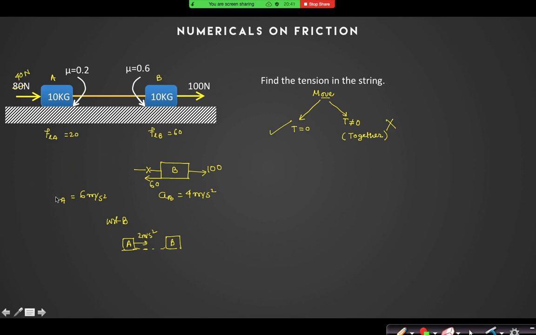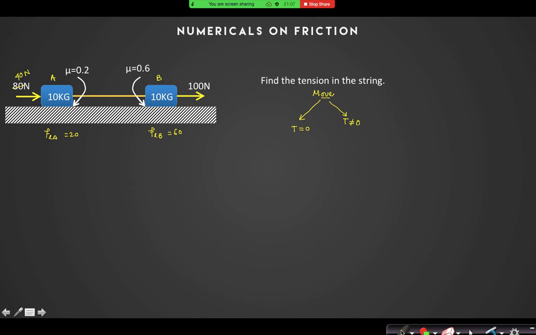Look, in this case, first let us check whether the blocks will move or not. If the net force is 140, it is definitely greater than 80 Newton, right? So the blocks will move. In this case, if the blocks will move, then again I have to check for these two cases. First let us assume that tension is equal to 0. If tension is 0, what is the acceleration of the block A?